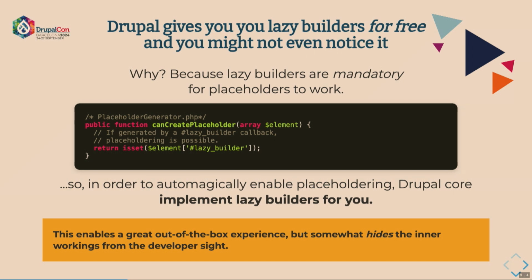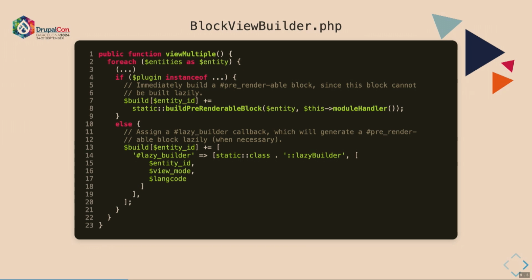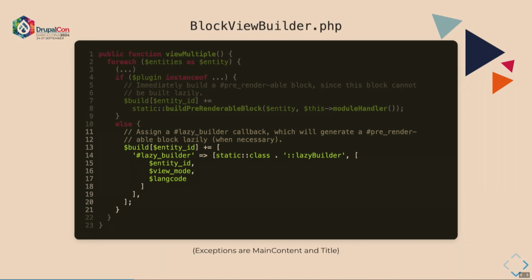But somewhat this has hidden the inner workings from the developer side. So for me, for example, it has been quite a long ride until I have been able to understand how this works and able to consciously use it to my advantage. Why is this? Let's take this, for example. This is the block view builder, okay? All block entities are going through this. And all the blocks on your Drupal instances are actually wrapped inside of a lazy builder, except for two. You can see the condition, the if, else, okay? Here is the wrapper. The exceptions are the main content and the title, but every other block on your site is being wrapped in a lazy builder.